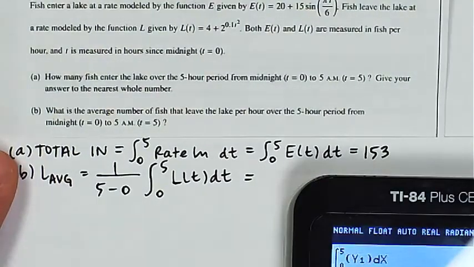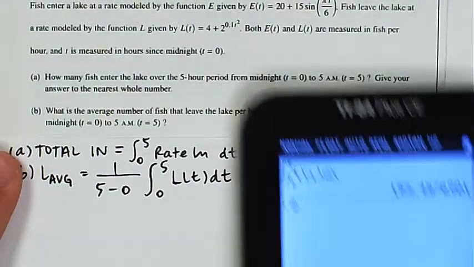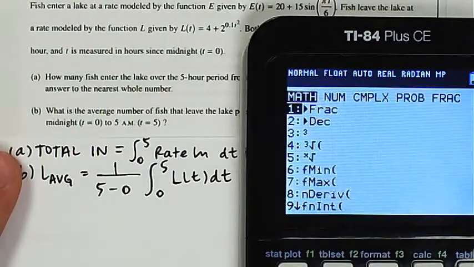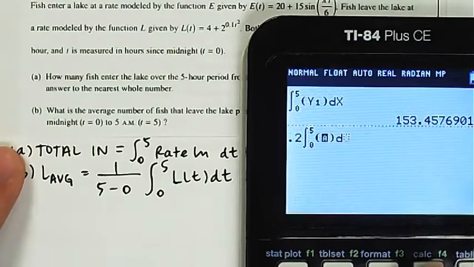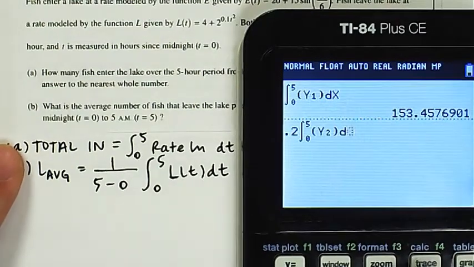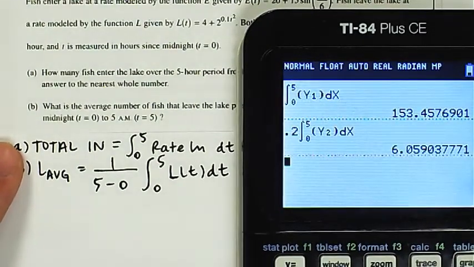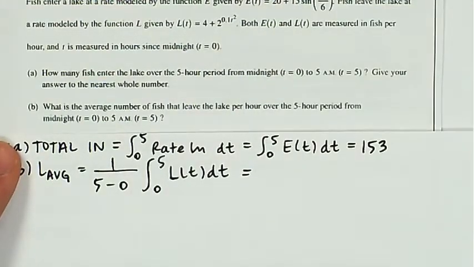Okay, so 1/5 is 0.2, times the integral from 0 to 5 of L of t, I've gotten y2, and I get 6.059.